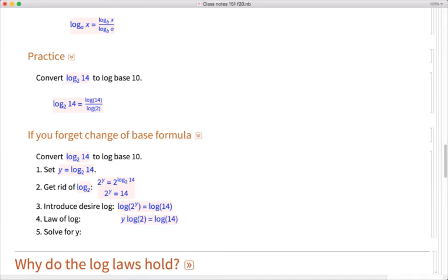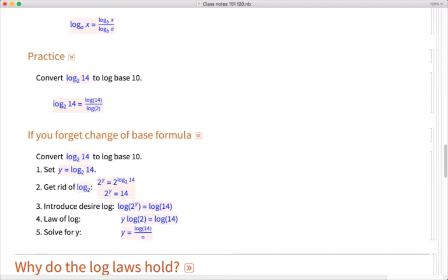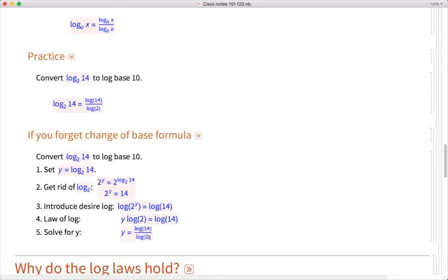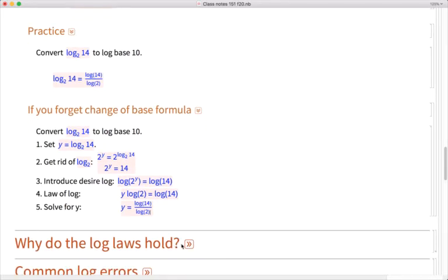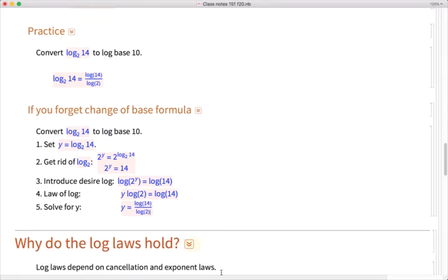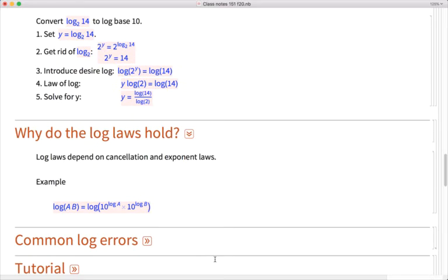Okay, and then the last step here is to remember what we're doing. All along we've been trying to compute what y is, and so the last step is simply to solve for y. And of course we get the same answer as we did last time. Log base 10 of 14 over log base 10 of 2. Okay, we're at 15 minutes. Yeah, I guess I'll put that in. 15:45.